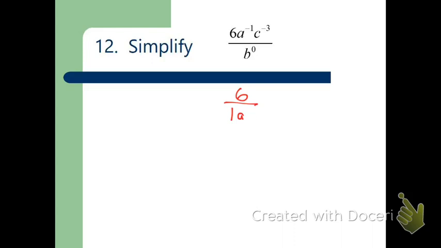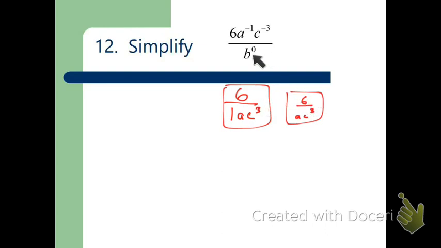6 over A, C to the 3rd. Oops, I messed up. Yes, you're right. Now, what Adam said is perfect. Did anybody think of it just like this? 6 over A, C to the 3rd. I didn't think of it like that at all. I was going to think of it like that until he said 1.